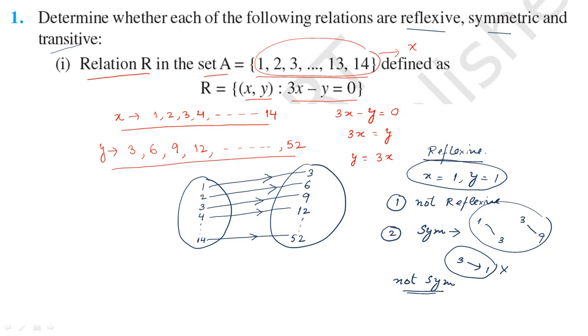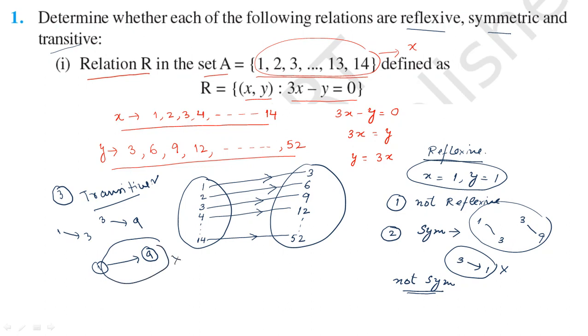Now, what about the third part? The third part is transitive. If I insert 1, answer is equal to 3. If I insert 3, answer is equal to 9. By inserting 1, the answer should be equal to 9 to make it transitive. But this condition is not there. Again, this condition is not satisfied. It means the relation is not transitive.